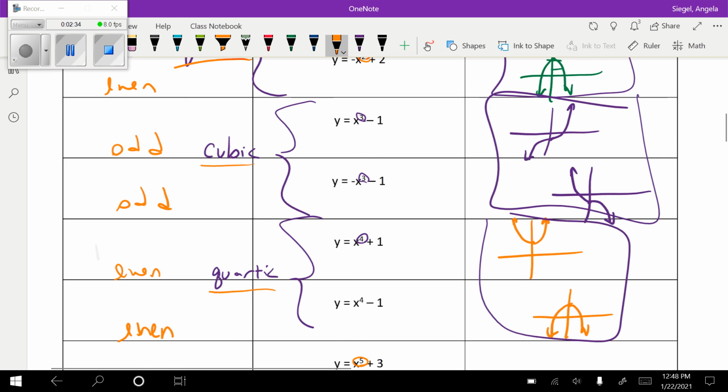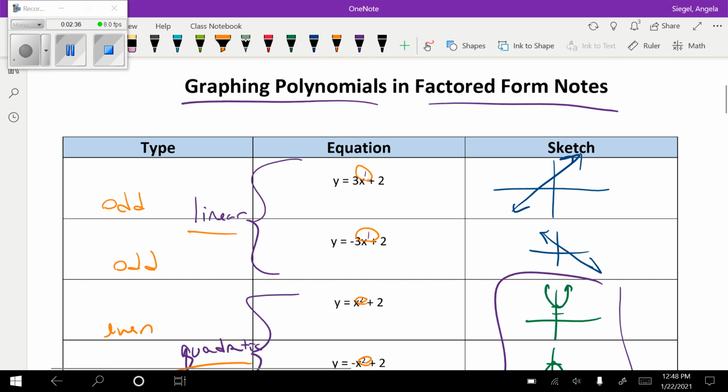Okay, the next thing I want to talk about is the end behavior. I want you to think about, does it go low, low, high, high, low, high, or high, low? We're going to call that negative infinity, positive infinity, and we're dealing with just the ends. For instance, this one is going to start at negative infinity, and it's going to end at positive infinity. Again, I'm going from left to right. This one is going to start at positive infinity, and it's going to go down to negative infinity.